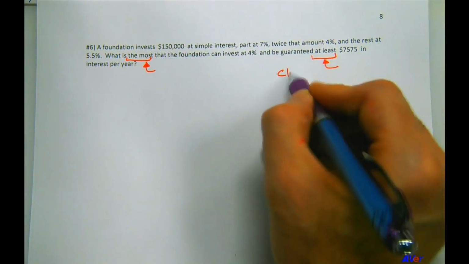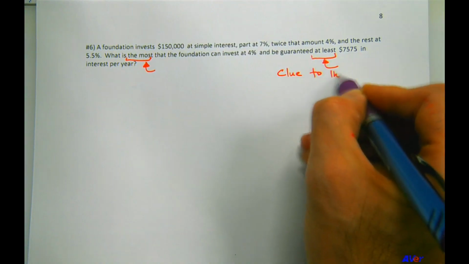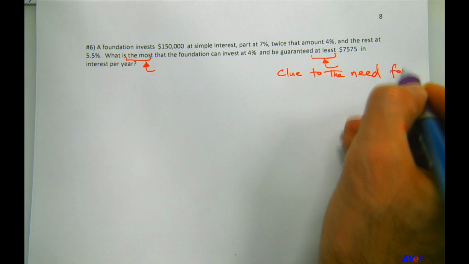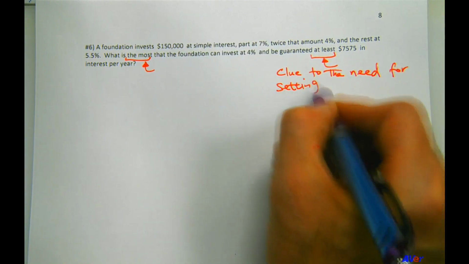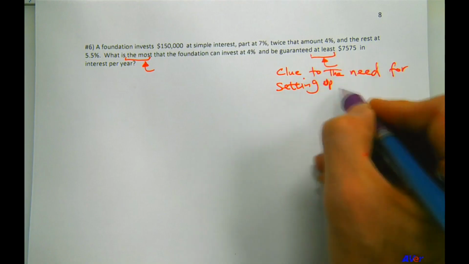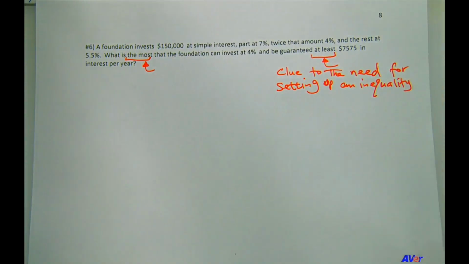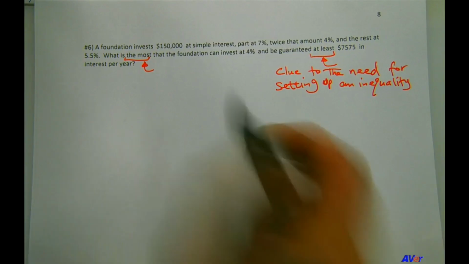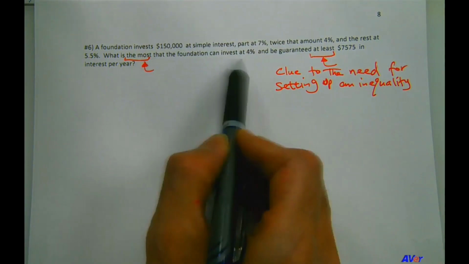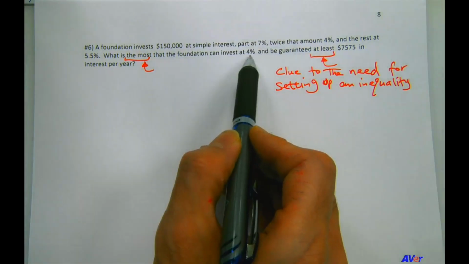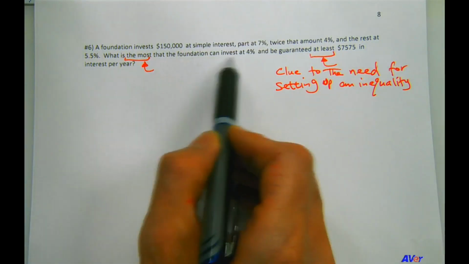So again, this word, what is the most, these are clues to the need for setting up, especially this one, setting up an inequality. Okay, that's the clue. These kinds of phrases, at least, no more than, up to, all of these are clues in a word problem that you need to set up and solve an inequality in order to answer the question. So because the question revolves around the account that yields 4% interest, right? What is the most that the foundation can invest at 4%?